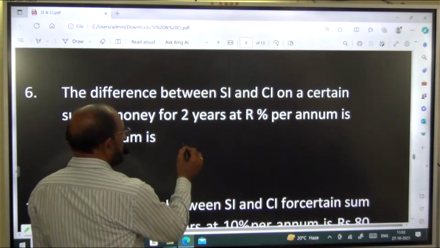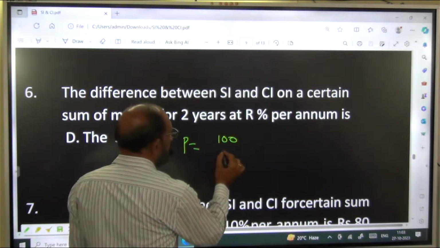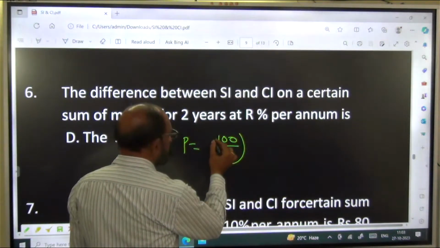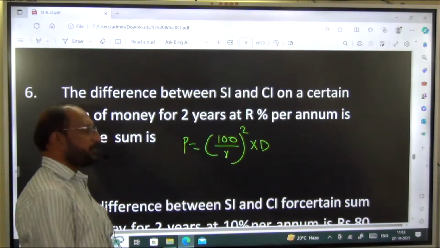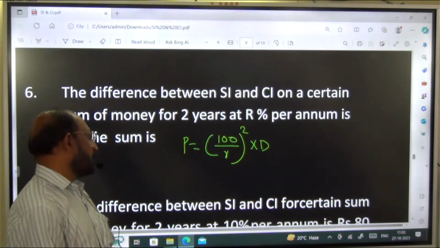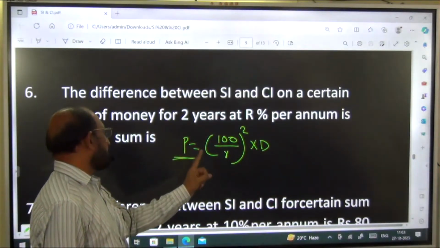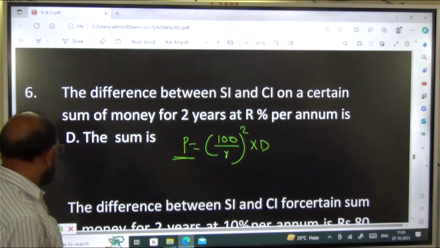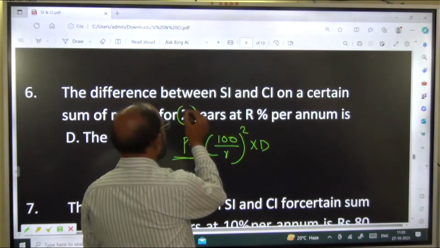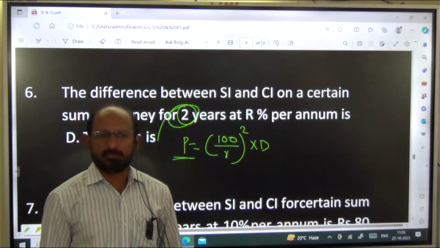For this one, principal is equal to 100 by R whole square into D, na? 100 by R whole square into D to get the principal. This is only for 2 years. If 3 years is given, that is another formula.